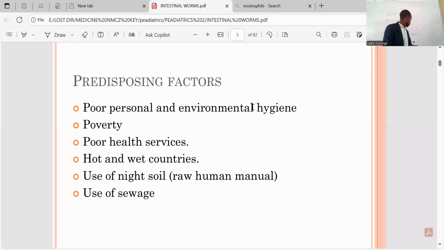Number 5, use of night soil. Do we know what night soil is? What is night soil? We can raise our hands and answer. What is night soil? You said you know. You said no. So no and no.